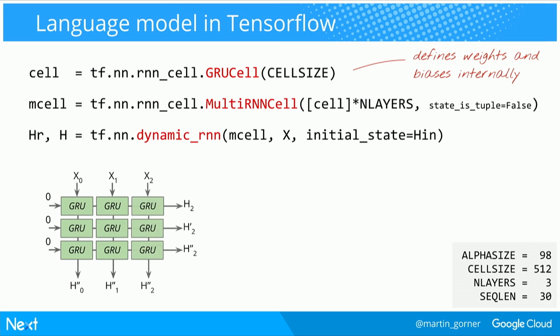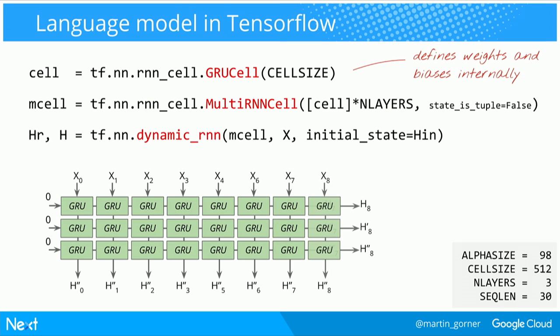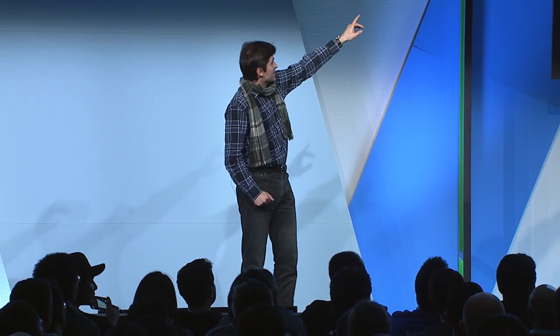And now we need to unroll this. For that we call in TensorFlow this dynamic RNN function, which is a bit of magic, and that's what will unroll this sequence. So how many times? You don't see it in the parameters because it's actually specified in the shape of the input tensor x. If this input tensor has, let's say, 30 characters in it, it will be unrolled over a sequence of 30 characters.